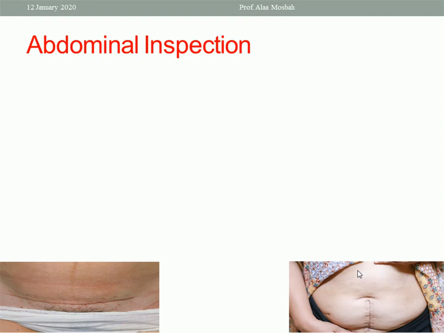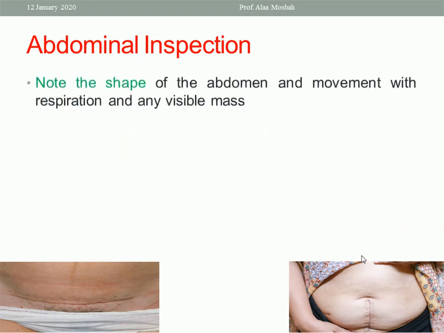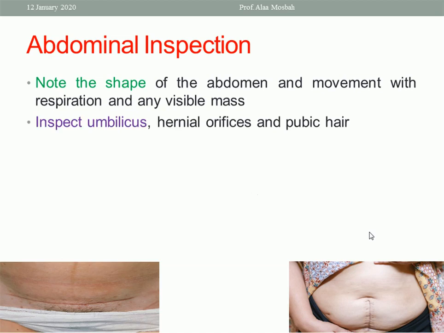Inspect the abdomen for what? Note the shape of the abdomen and the movement with respiration and any visible mass. Inspect the umbilicus for hernia or for infection or discharge, and its position also. Inspect the hernial orifices and the pubic hair, and is it feminine or not?